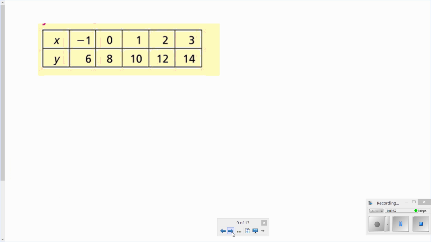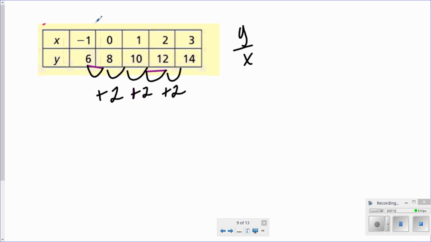So let's look at this one. First thing I have to do is find what the change in Y over the change in X is. So what am I doing every time? I'm adding 2. What am I doing every time here? I'm adding 1. So I'm going to have 2 over 1. So this is my rate of change, my slope.